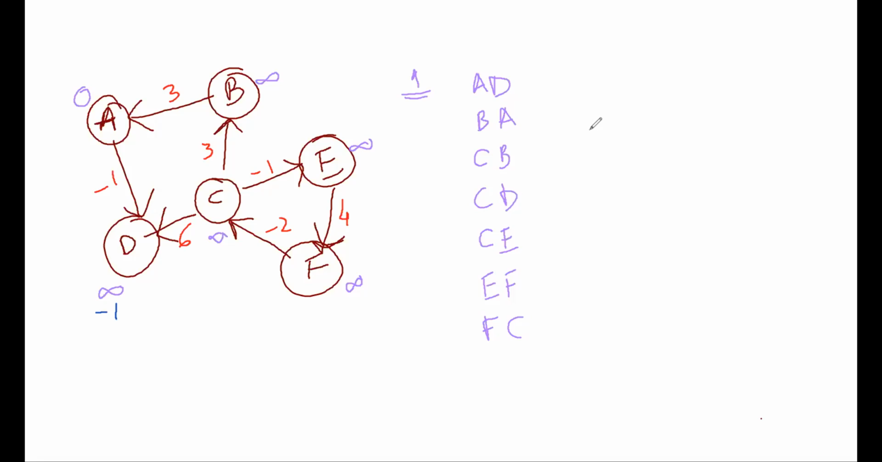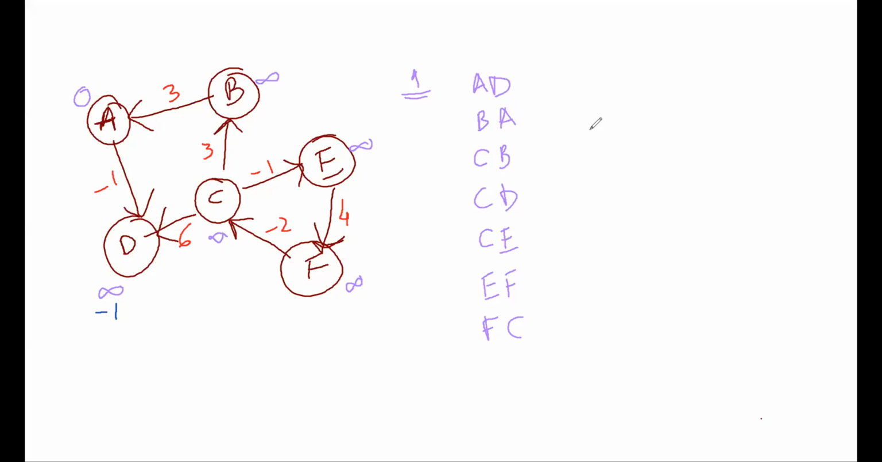Now take B to A. B is infinity. Infinity plus 3 does not get a smaller value, so nothing gets updated. Then C to B. Again the distance of C is infinity. Nothing gets updated. C to D. D is already minus 1. This is not getting updated. And so on. C to E, E to F, and F to C will not get updated because it's all infinity minus something. It doesn't make sense.